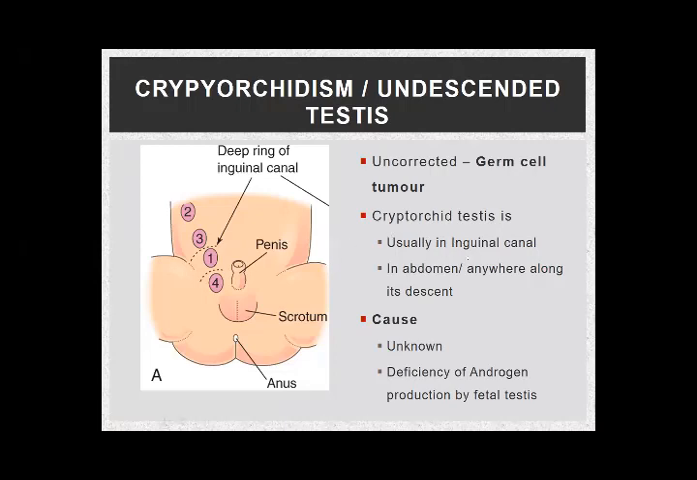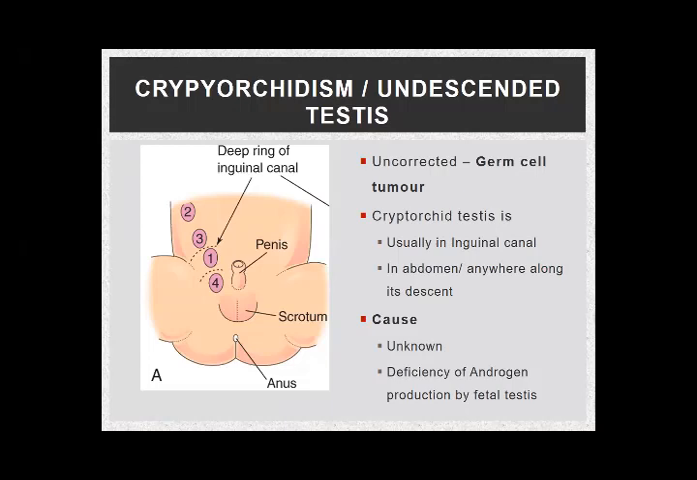Now, usually the cryptorchid testes or undescended testes is in the inguinal canal. ठीक है, over here. ये deep ring है, ये superficial ring है, usually inguinal canal में ही होता है, and generally it can be brought down without much difficulty. ठीक है? But if it is in the abdomen or anywhere else, then obviously it is not easy to bring it down. Why doesn't the testis descend? Nobody really knows. The causes are unknown.